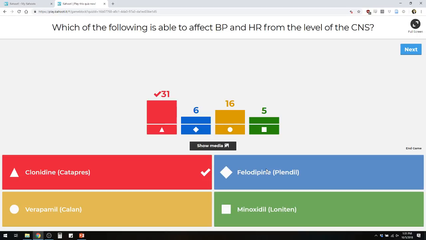Verapamil could, the non-dihydropyridine, because again, different mechanism, but it's working directly on the heart and the vessels to decrease heart rate, decrease blood pressure. Now, on the flip side, what would felodipine and minoxidil do you think? They would lower blood pressure for sure because they both are vasodilators to a degree, different mechanisms still. But what would they? Increase heart rate.